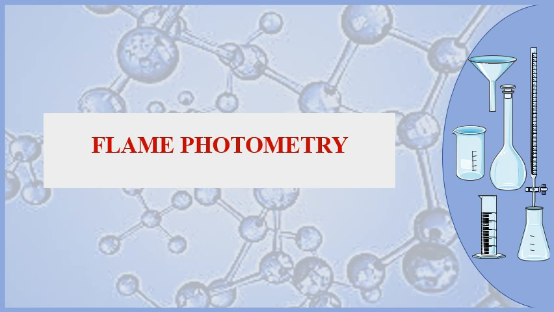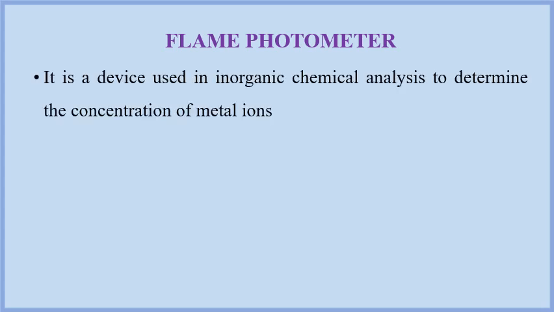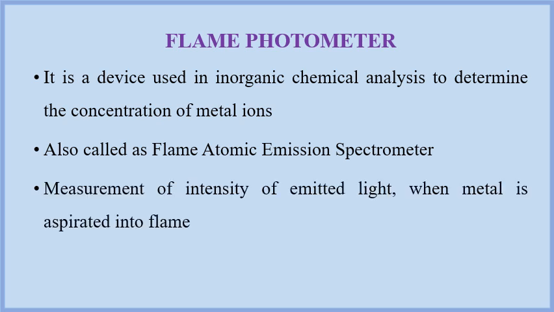In this video, I will explain about flame photometry. Flame photometer or flame emission spectrometry is a device used in inorganic chemical analysis to determine the concentration of metal ions. Here, the atoms under investigation are excited by light. When the atoms return to the ground level, they emit light radiation, which is measured by emission technique.